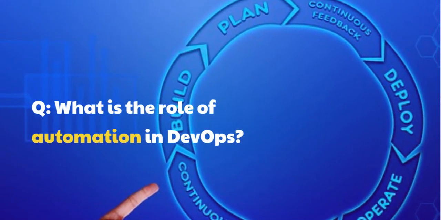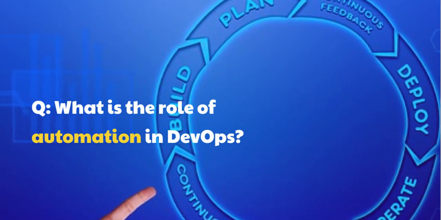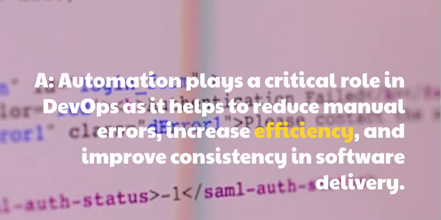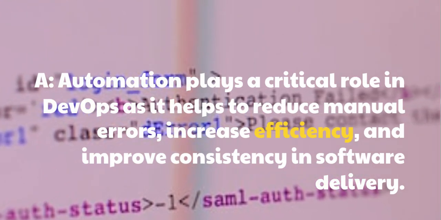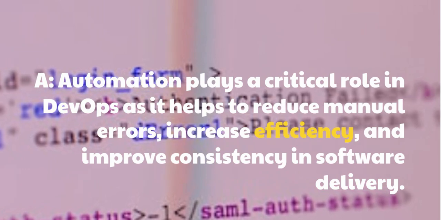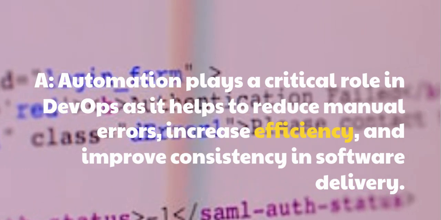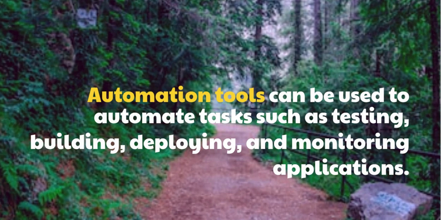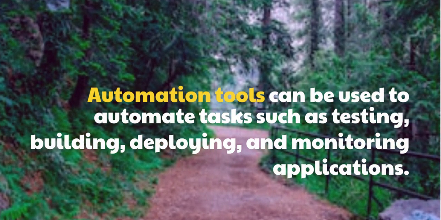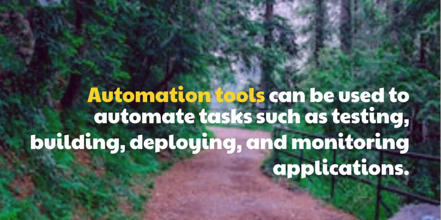Q. What is the role of automation in DevOps? A. Automation plays a critical role in DevOps as it helps to reduce manual errors, increase efficiency, and improve consistency in software delivery. Automation tools can be used to automate tasks such as testing, building, deploying, and monitoring applications.